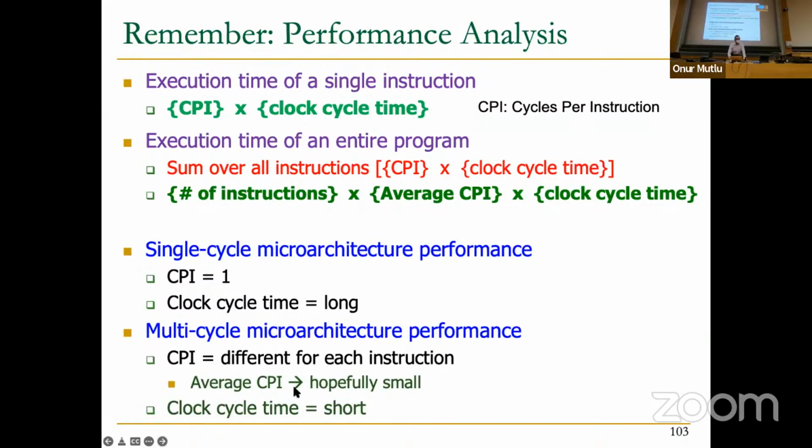Average CPI is hopefully small, especially if you're doing common case design. If 90% of your instructions are adds, and if you reduce the number of cycles to execute the adds, that's great. And clock cycle time is short. You can say my clock cycle time is 1 terahertz and implement it, right? Okay, sounds good. So basically we have 2 degrees of freedom to optimize independently, clock cycle time as well as CPI. And CPI, you can do the common case.